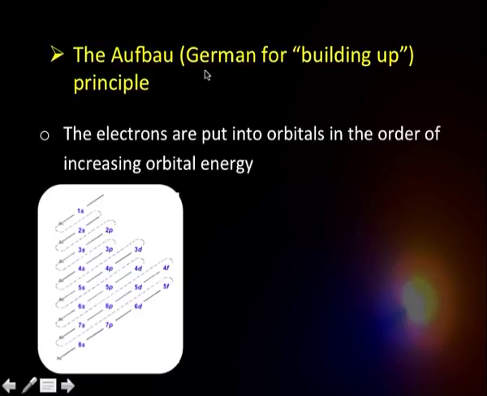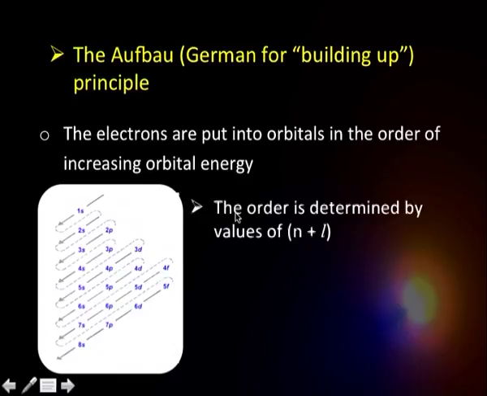Aufbau in German stands for building up, and according to this principle, the electrons are put into orbitals in the order of increasing orbital energy. All this is known to you, I will not spend too much time on this. The increasing order of energy is determined by the values of n plus l, because it is a multi-electron atom.